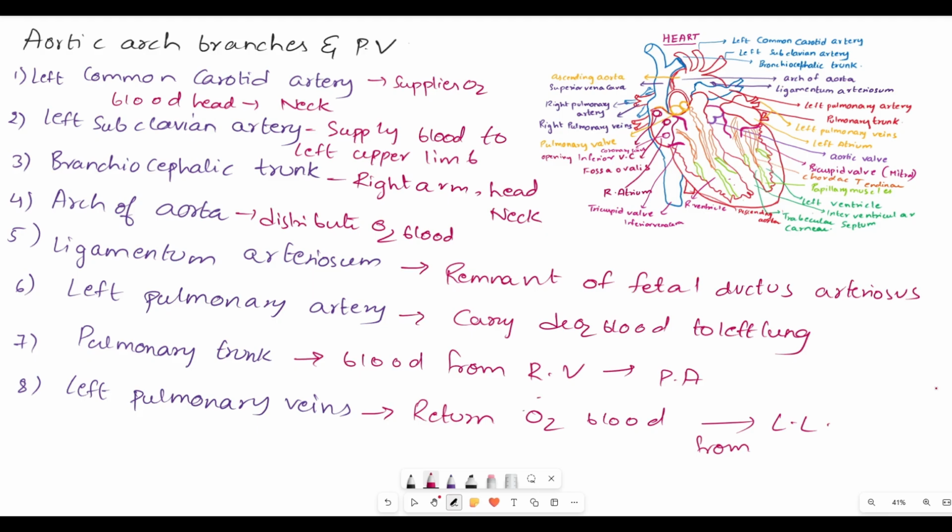Then next one is ligamentum arteriosum. This is a remnant of fetal ductus arteriosus. Then we have left pulmonary artery, which will be carrying the deoxygenated blood to the left lung. Then we have pulmonary trunk, which will be carrying the blood from the right ventricle to the pulmonary arteries. Then left pulmonary veins will be returning the oxygenated blood from the left lung.